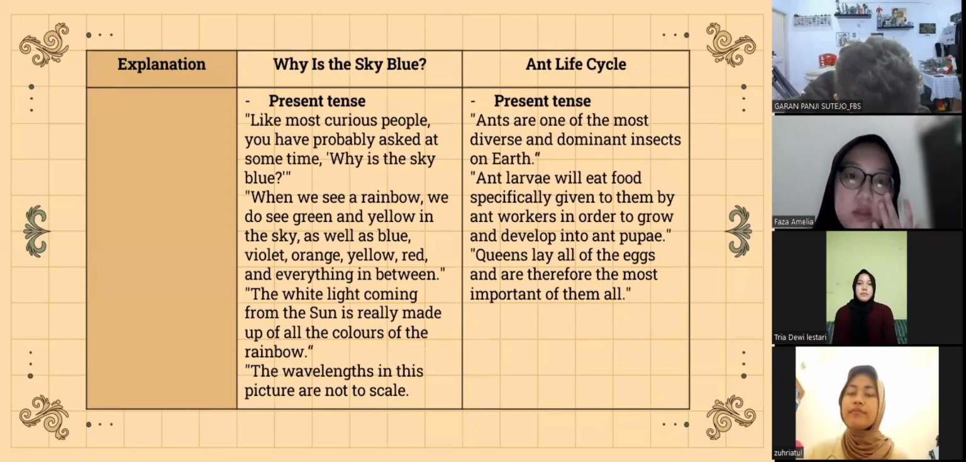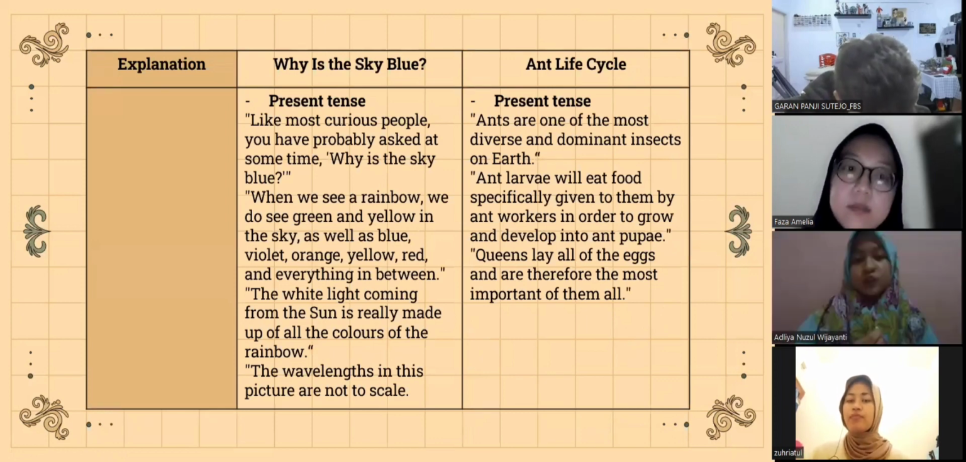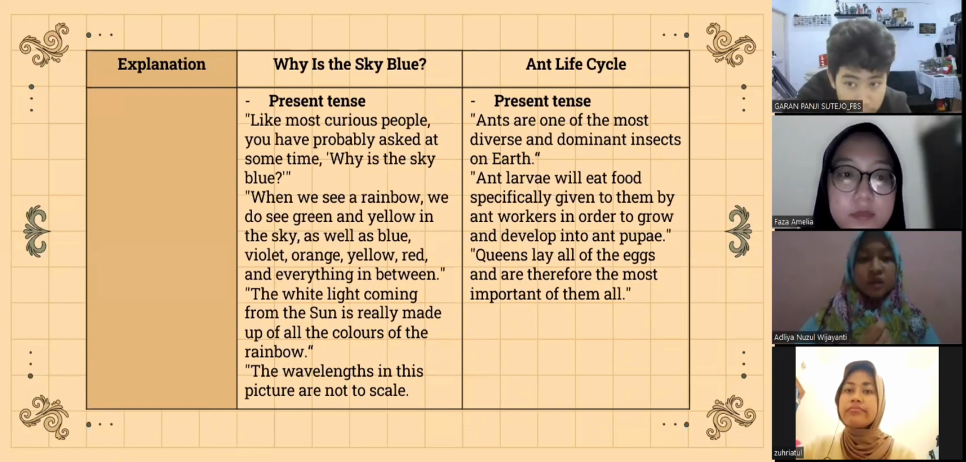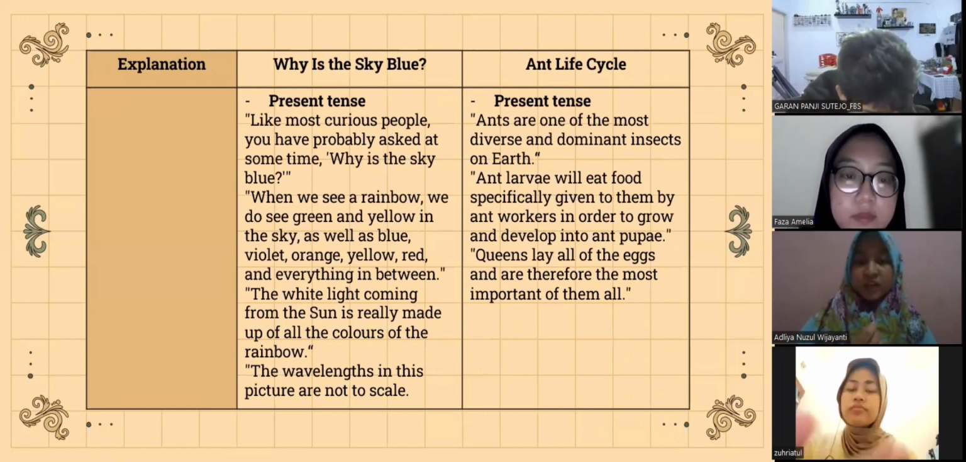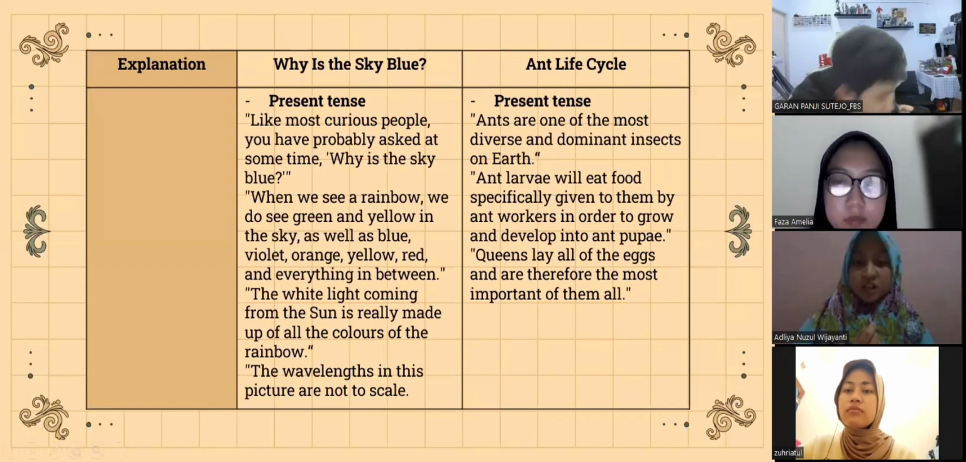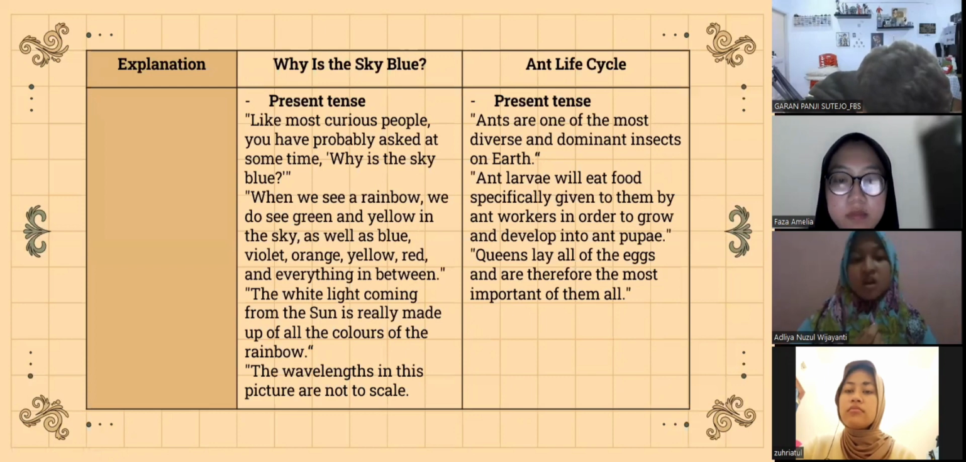So the last one is Adlia. Okay, I am going to explain about the present tense in text 1. One: like most curious people, you have probably asked at some time why is the sky blue? Two: when we see a rainbow, we do see green and yellow in the sky, as well as blue, violet, orange, yellow, red, and everything in between. Third: the white light coming from the sun is really made up of all colors of the rainbow. Four: the wavelengths in this picture are not to scale. Next.